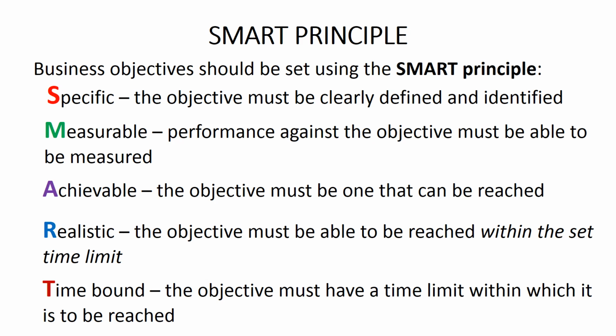So, in summary, when you are analysing or assessing a business objective, you need to analyse or assess the extent to which that business objective meets each of these 5 characteristics. That is, is it specific? Is it measurable? Is it achievable? Is it realistic? And is it time-bound?